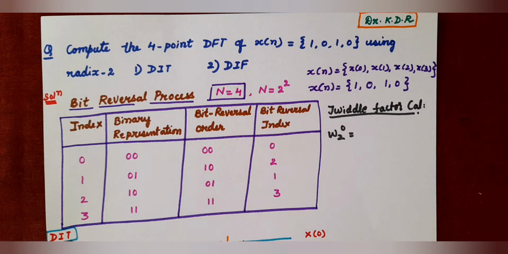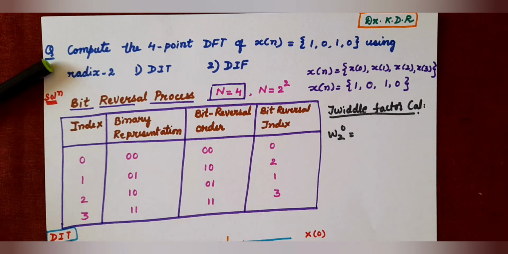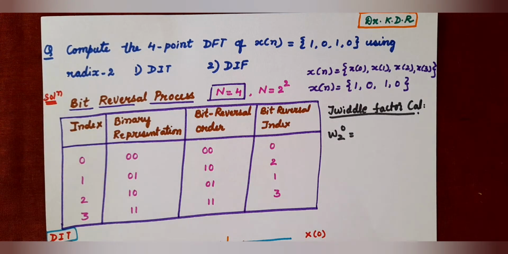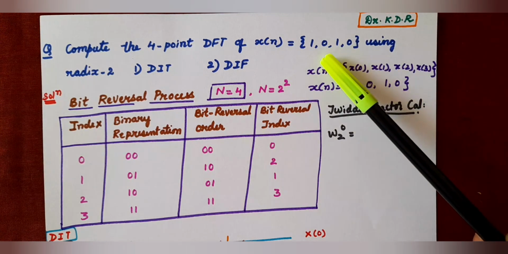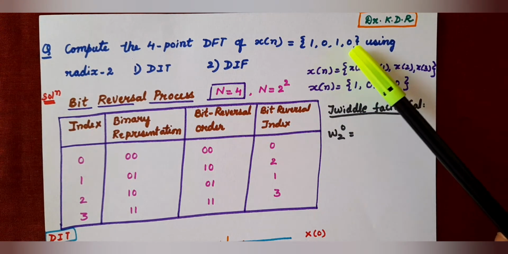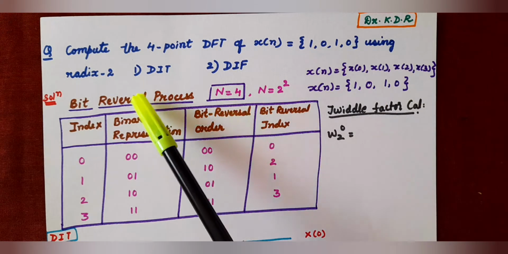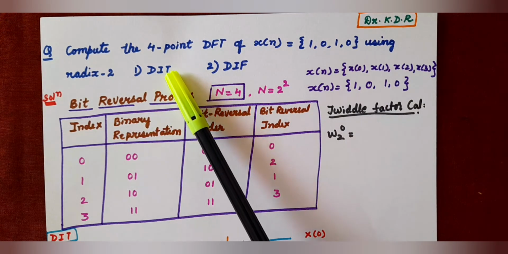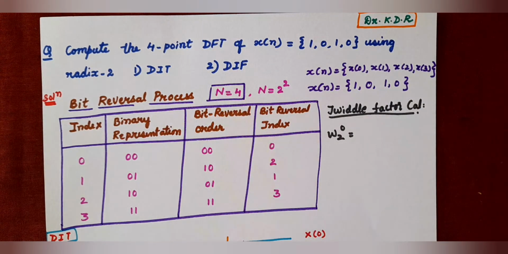Hello dear students, today the topic of the class is computation of 4-point DFT of a given sequence using radix 2, DIT and DIF. So let us start the problem. The given question is: compute the 4-point DFT of the sequence x of n equal to 1, 0, 1, 0 using radix 2, DIT and DIF method.